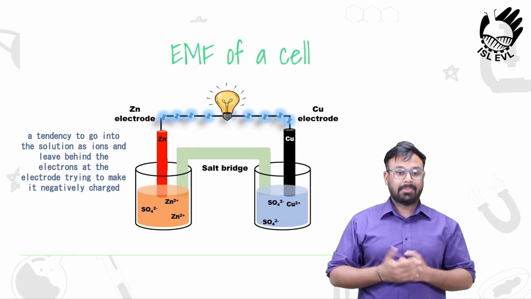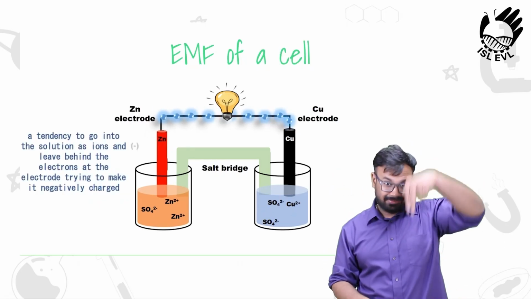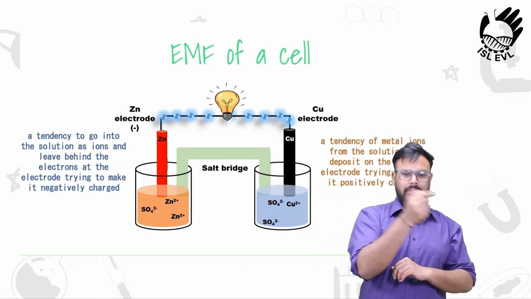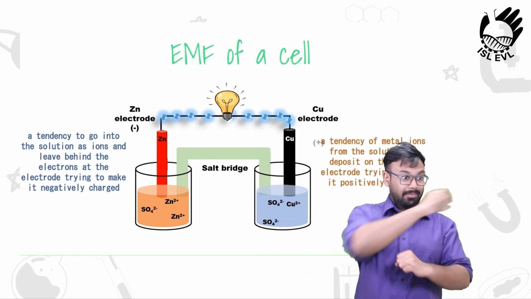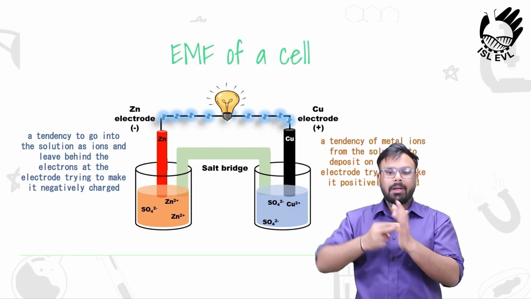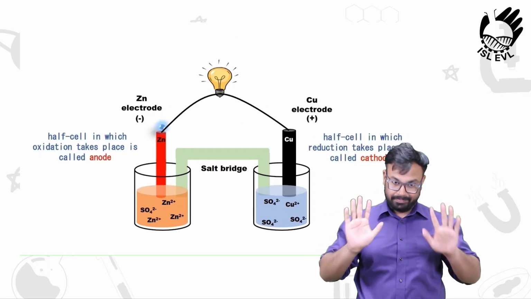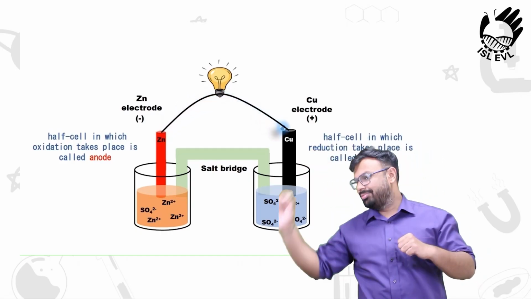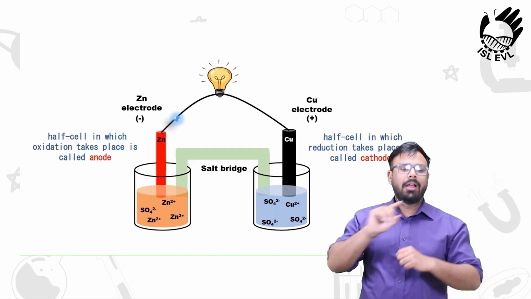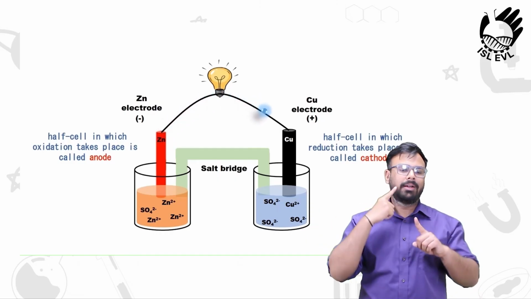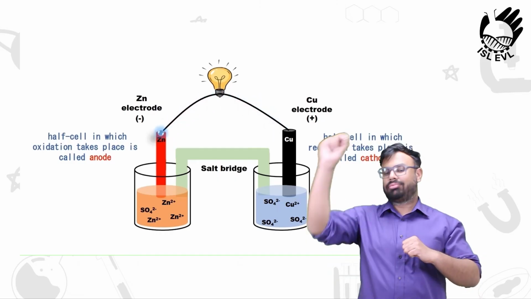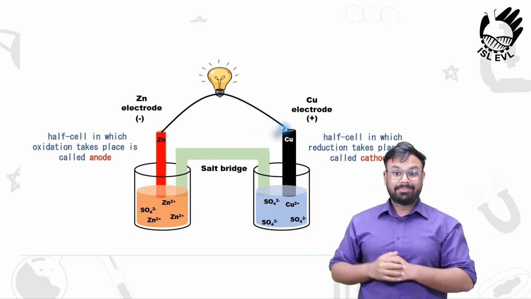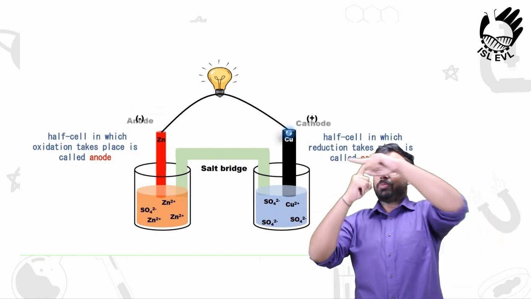Zinc goes into the solution as ions and leaves behind the electrons at the electrode, which make the zinc electrode negatively charged. On the other hand, the copper ions from the solution deposits on the electrode and makes the electrode positively charged. A half-cell reaction is either an oxidation or reduction reaction. Loss of electrons is called oxidation and the gain of electrons known as reduction. Oxidation takes place at anode and reduction takes place at cathode. So here zinc acts as anode and the copper acts as cathode.